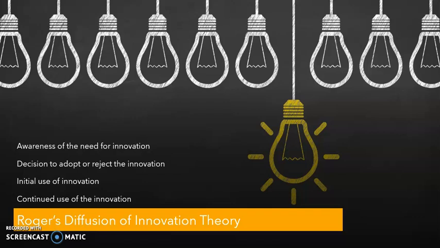The first is knowledge, when the change is presented and the staff is educated. Then there's persuasion. Something to consider here is using someone as a change champion to persuade their peers. Then there's the decision stage where the adopter decides to accept or reject the change. Implementation, or putting the process in place. And last, confirmation, when staff see the benefits and continue to use the change.